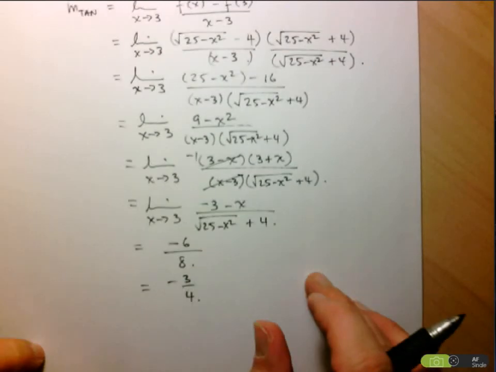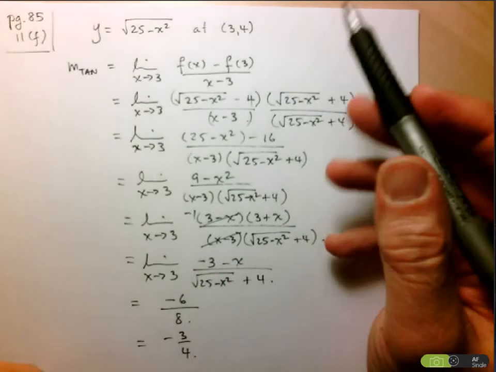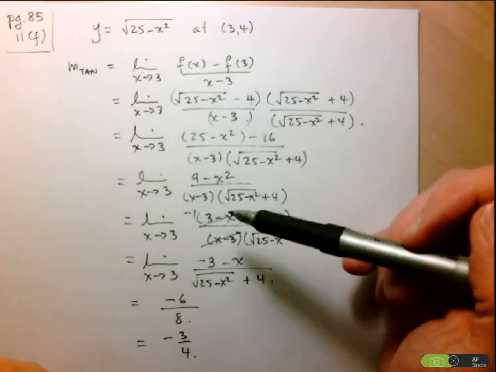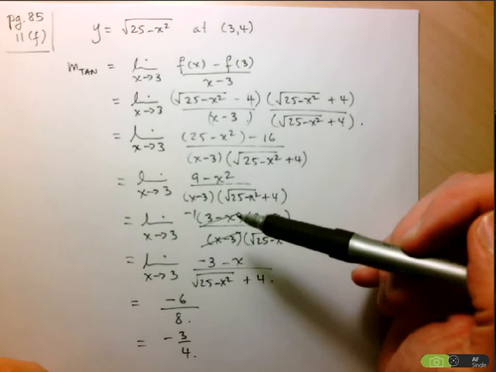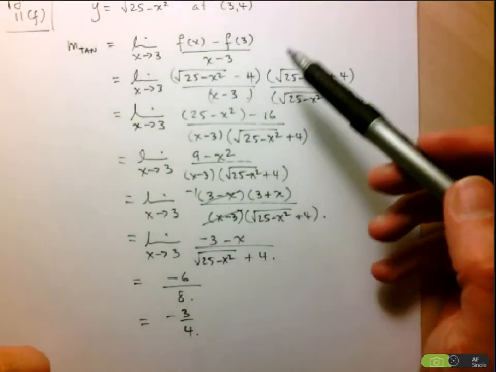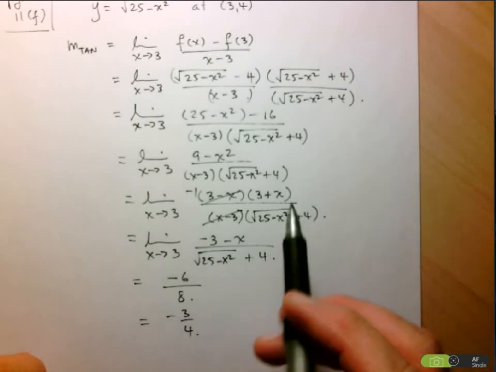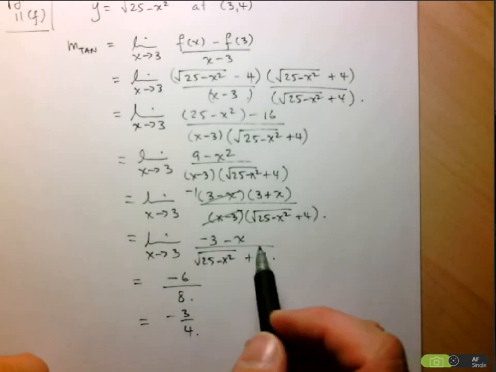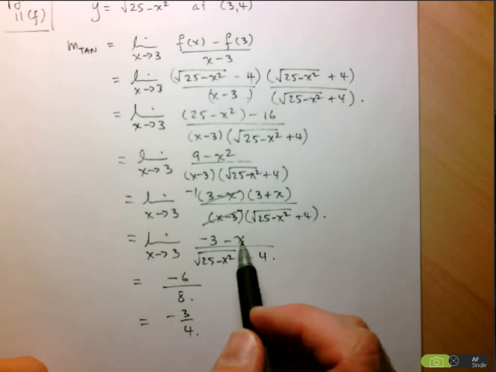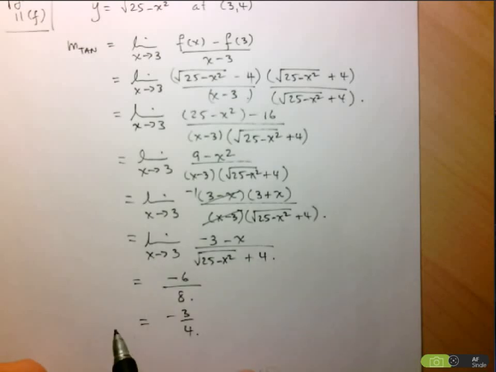Just to recap, I used my first formulation for the slope of the tangent using the limit definition, and I performed all the algebra necessary until I got to an expression for which I could actually determine what it approaches as x approaches 3. That is it.